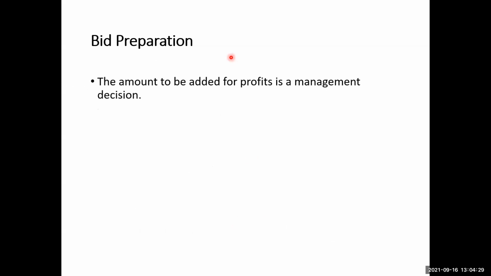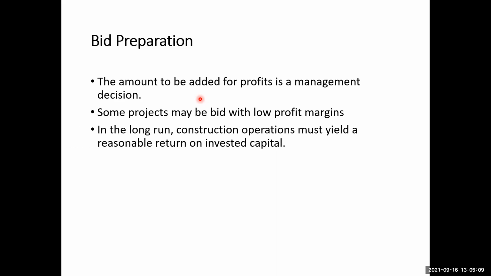Okay, next, the amount to be added for the profit is a management decision. Of course, we talked about the general overhead expenses, general administrative overheads. Up to now we have only talked about the expenses. The profit should not be forgotten, but what amount of profit should be added is generally a management decision. Whether the management adds 5% profit, 10% profit, or 7.5% profit, it is the management's decision. Some projects may be bid with very low profit margins, as we explained before.